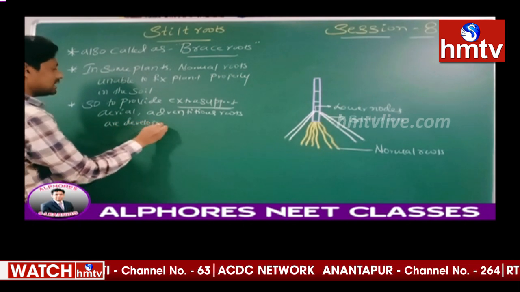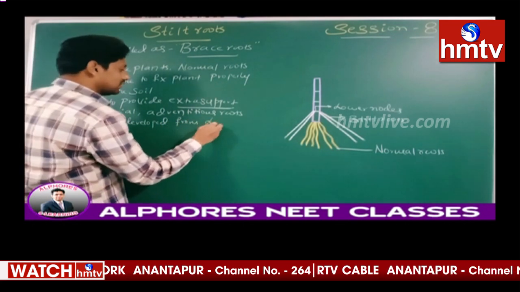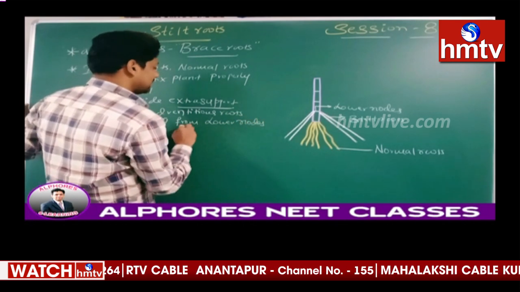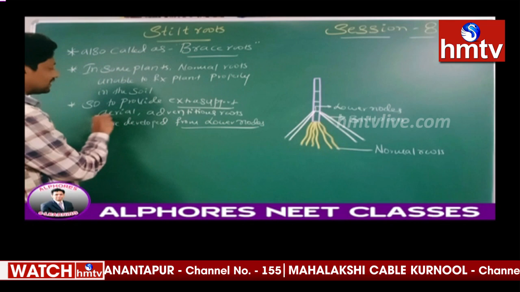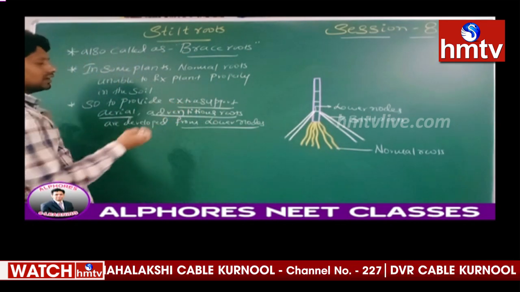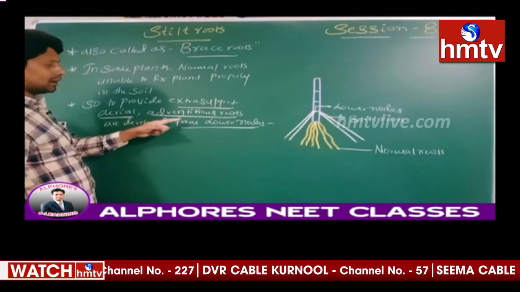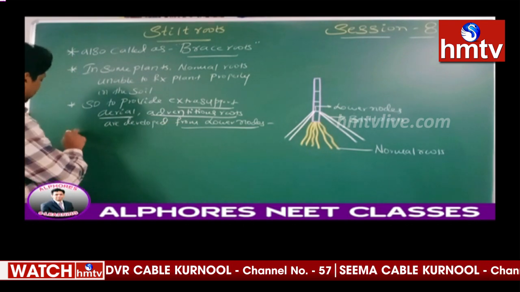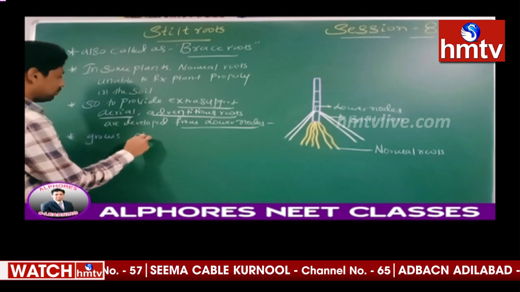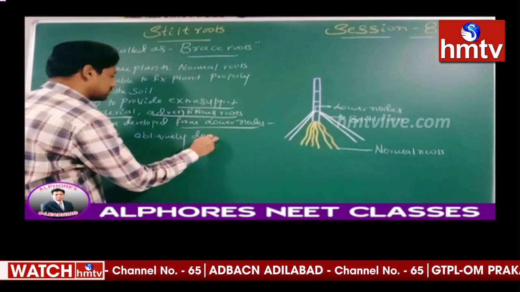Sir, these aerial adventitious roots are developed from which nodes, sir? They are developed from basal or lower nodes. What are developed from lower nodes, sir? Aerial adventitious roots, to provide what? Extra support. Sir, these aerial adventitious roots developed from lower nodes, how do they grow? How do they grow, sir? Obliquely. It means they grow obliquely downwards.